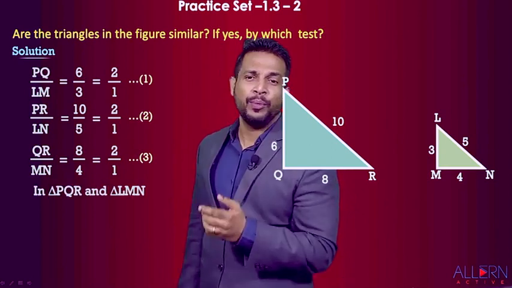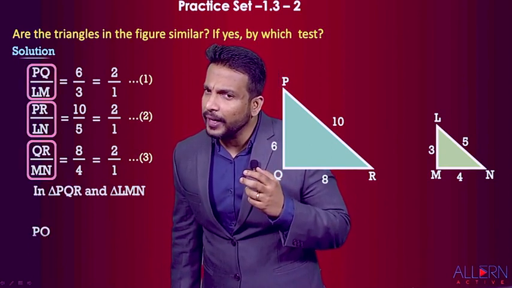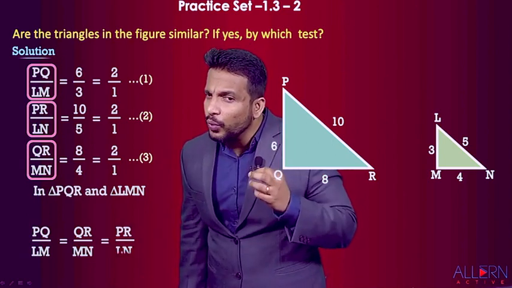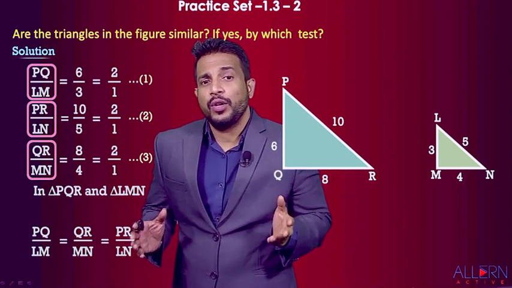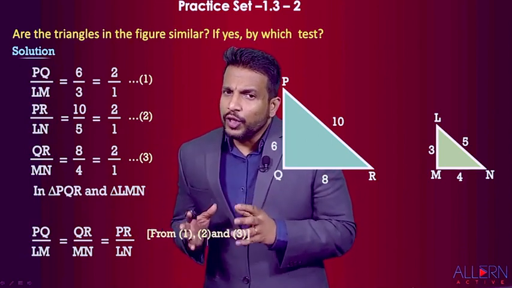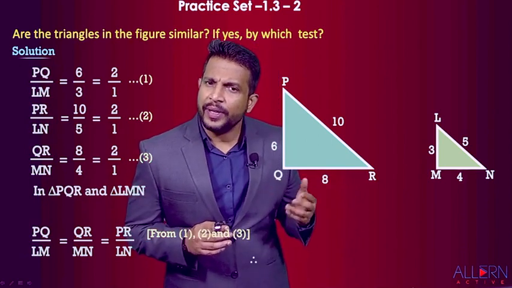So we write there, in both the triangles, we get PQ upon LM is equal to PR upon LN is equal to QR upon MN. All the 3 ratios are equal. From where did we get that? From 1, 2 and 3. Now we wrote this, but we know now both the triangles are going to be similar.